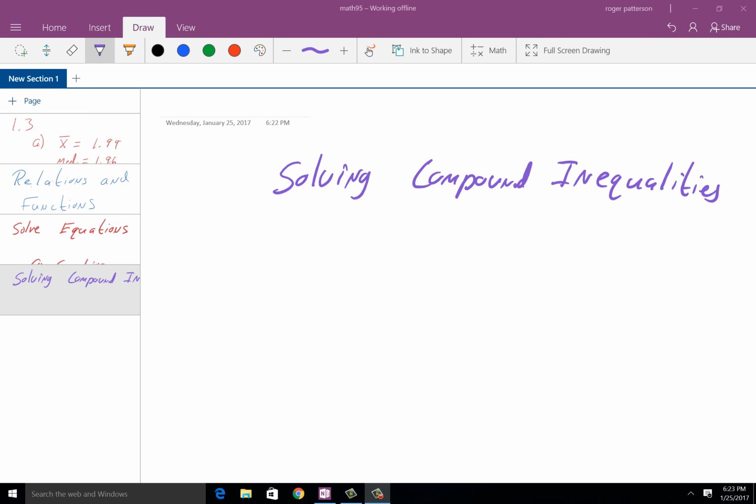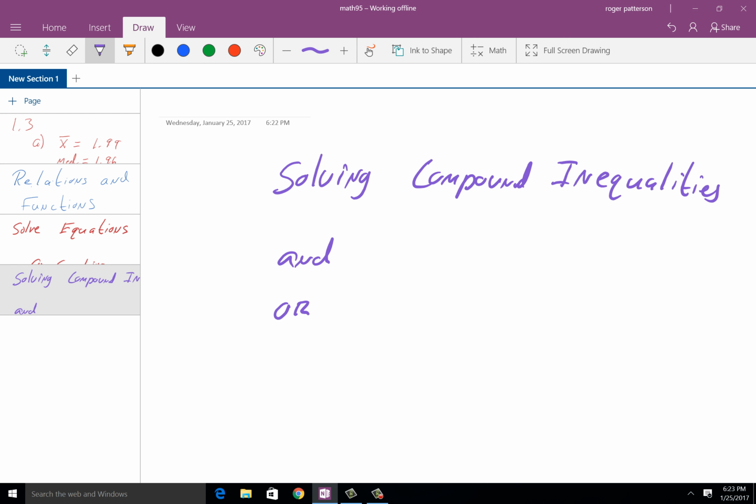On Monday, we looked at inequalities with one inequality sign, and a compound one usually has two. And there's basically two types, which we call an "and" and an "or".